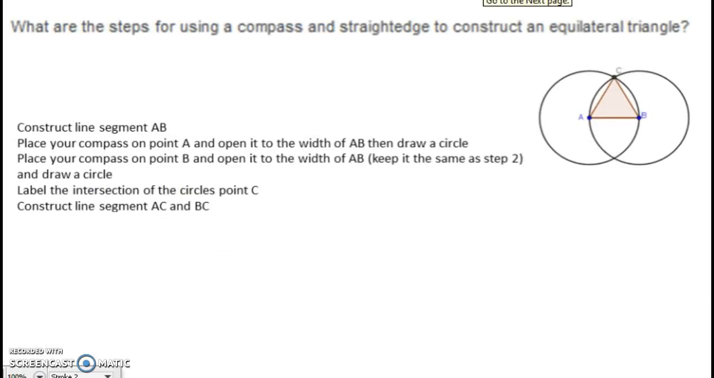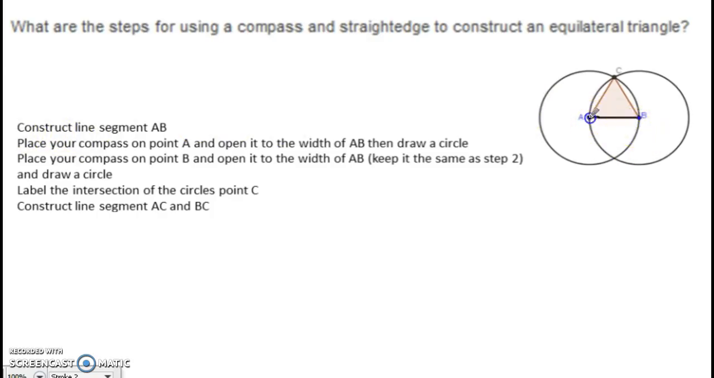Okay, so question 2 says, what are the steps for using a compass and straight edge to construct an equilateral triangle? So I went ahead and put the picture of the construction up here again just to remind us. And then let's just kind of talk about them. Remember, you're going to construct line AB. That's the first thing you're going to do.